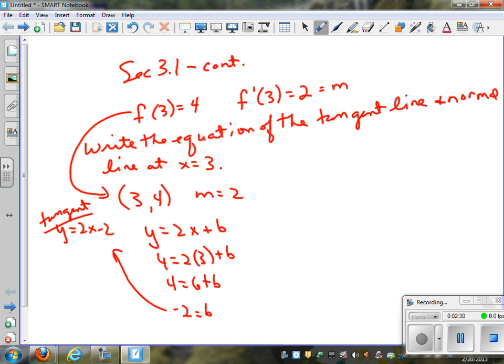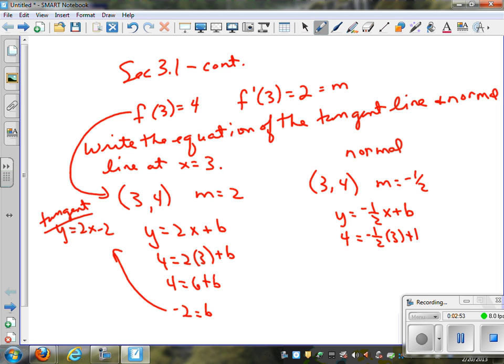Now how do I do my normal? I'm still going to use the point 3, 4. And I'm going to use what slope? So I have y equals negative 1/2 x plus b. My y is 4. My x is 3. So negative 3/2. Add 3/2. I'm going to give you what? 11/2. So then my equation would be y equals negative 1/2 x plus 11/2.